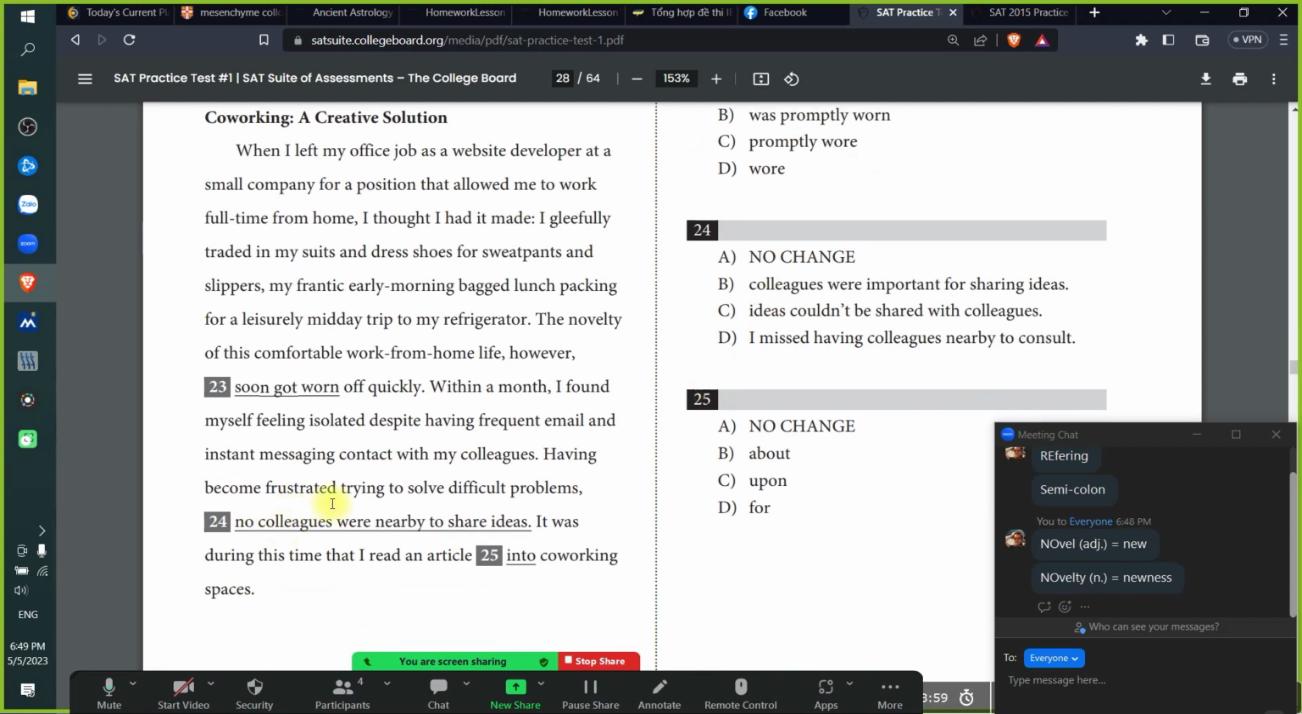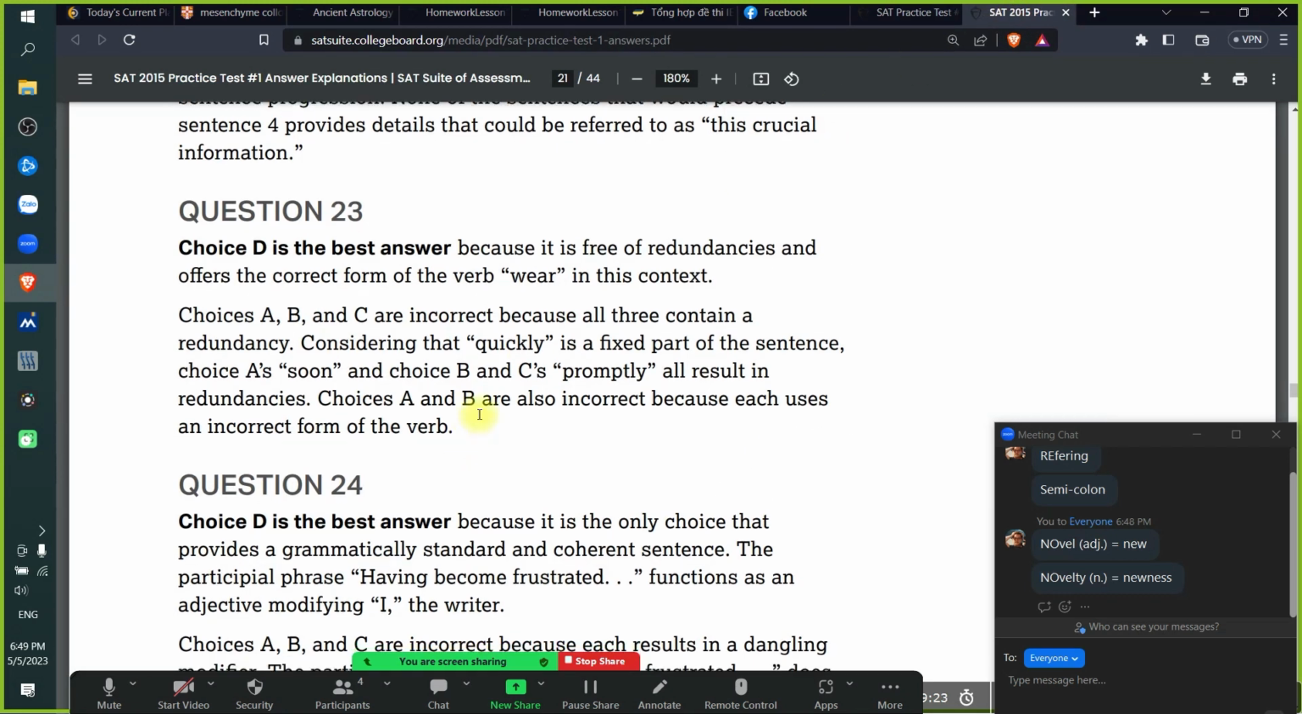Okay, 24. Having been frustrated trying to solve difficult problems, comma, 24, please. D. I miss having colleagues nearby to consult. Really? Or B? D. 24 is D.